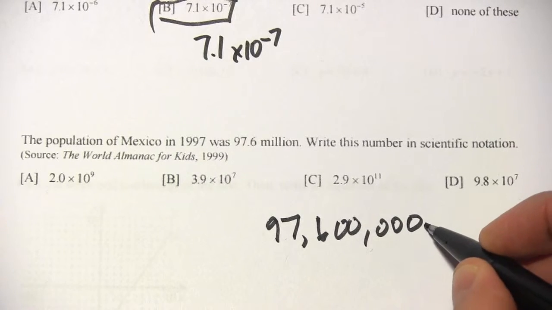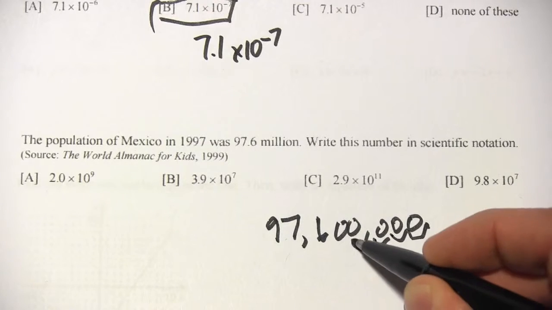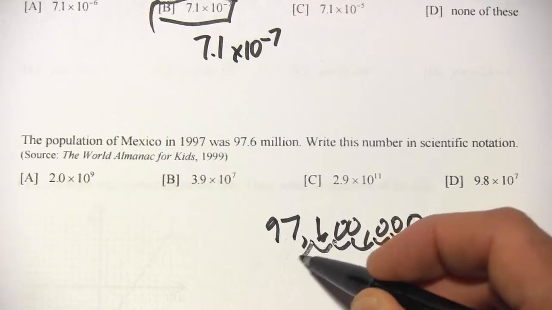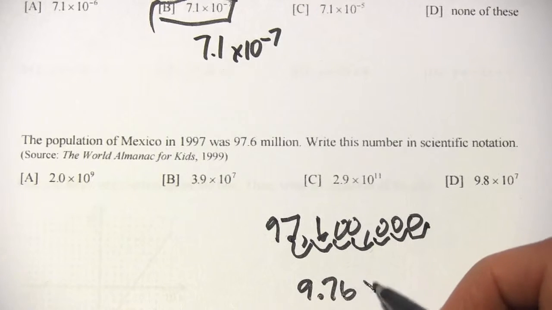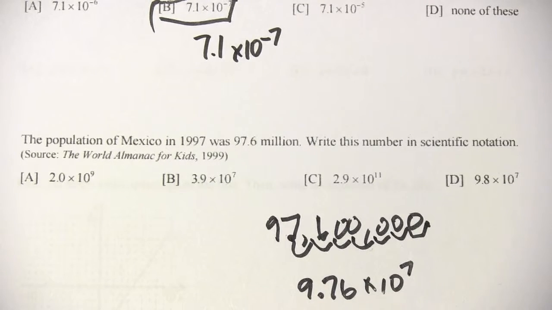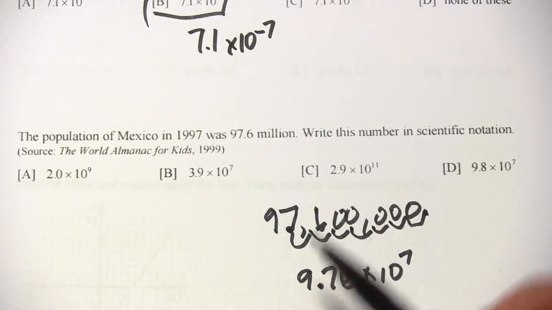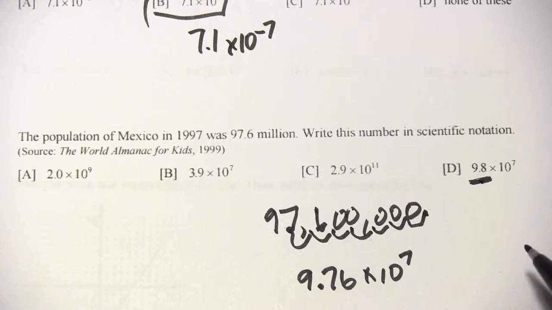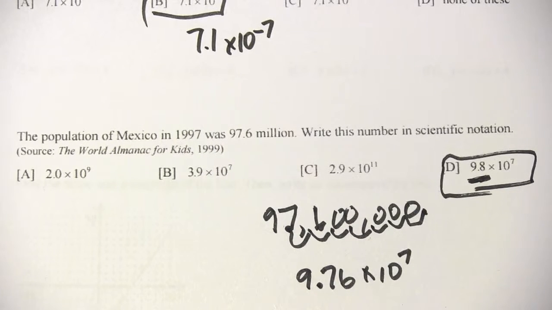Now I can count my decimal point moves. 1, 2, 3, 4, 5, 6, 7. So I get 9.76 times 10 to the 7th, and I see that that answer isn't up there. But that's okay. It looks like they just rounded it. So it's going to be 9.8 times 10 to the 7th. And that's a little bit of work with scientific notation.